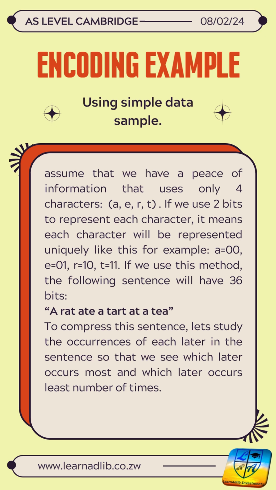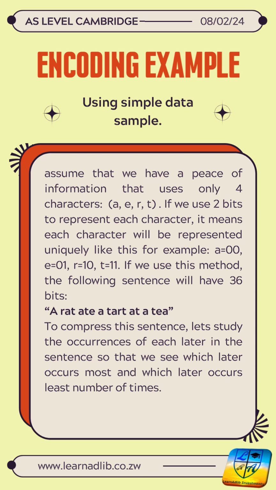Because if we had allocated 8 bits to A, 8 bits to E, 8 bits to R, 8 bits to T, it actually means we'll be having 32 bits. But look at what is happening there. If we opt to allocate 2 bits to each, to say A is 00, E is now 01, R is now 10, and T is now 11.